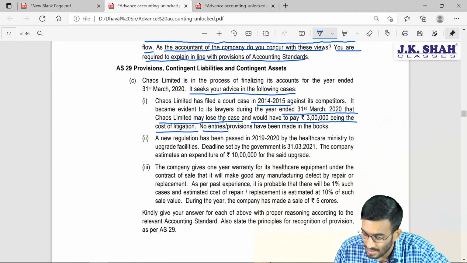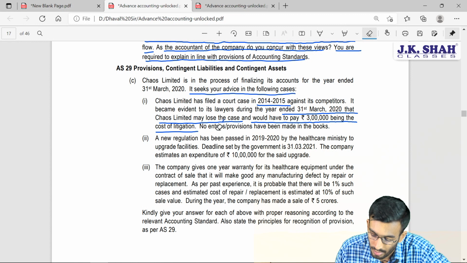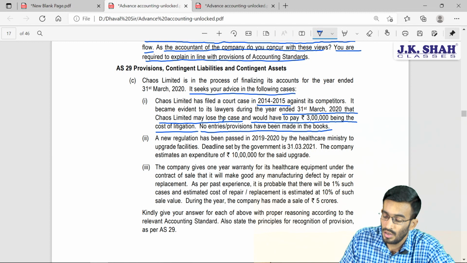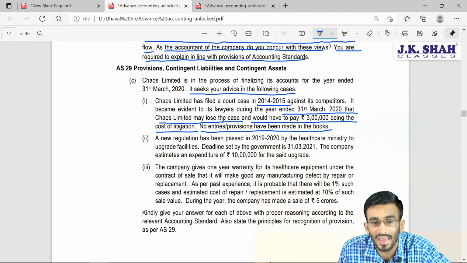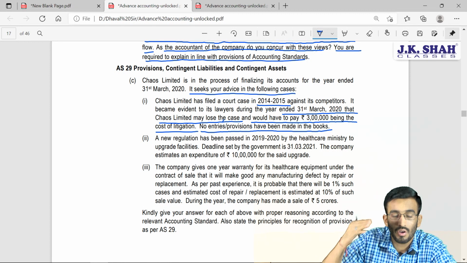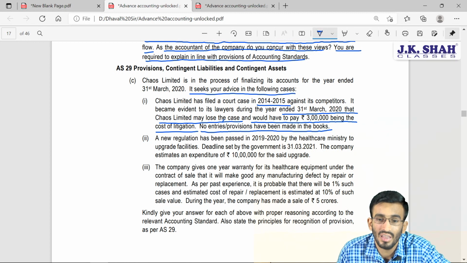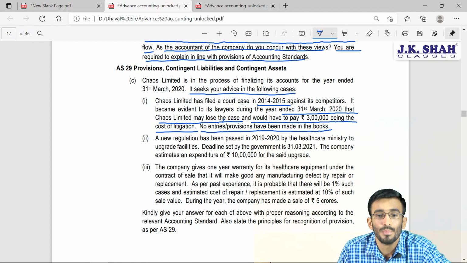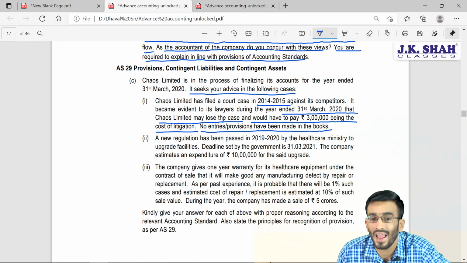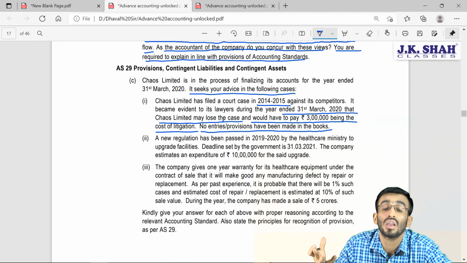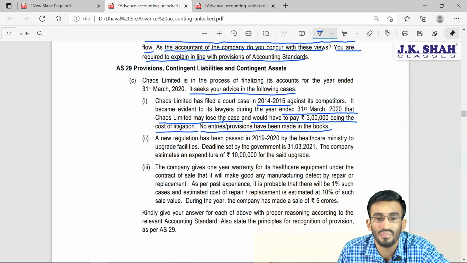No entries or provisions have been made in the books. So first of all, the lawyer has already given the hint that we may lose this case, or I can say there are chances of losing this case. So definitely in this case there is a present obligation on the organization's head. Definitely they have to create the provision. Provision needs to be created because now there is a present obligation based on a past event, and it is certain that there will be an outflow of economic resources embodying the benefits to settle this obligation.